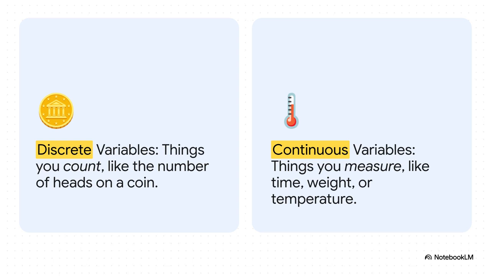So it all boils down to two types of variables. On one hand, you have discrete variables. These are the things you can count. The number of heads in 3 coin flips. It can be 0, 1, 2, or 3. That's it. But then you've got continuous variables. You don't count these, you measure them. Things like time, weight, temperature, they can take on any value at all within a range. And that's what we're diving into today.